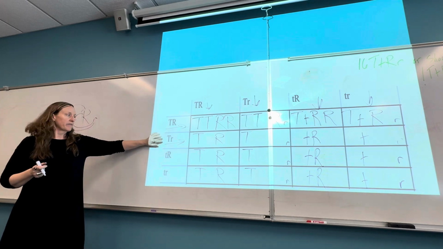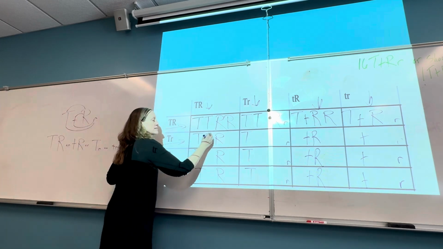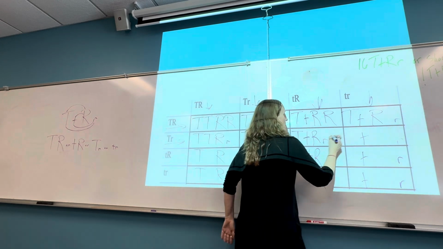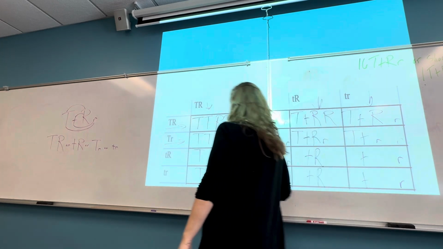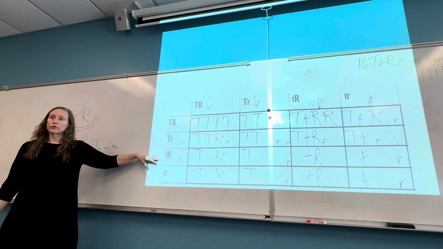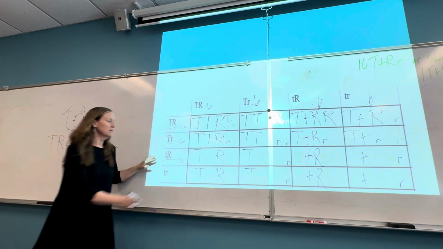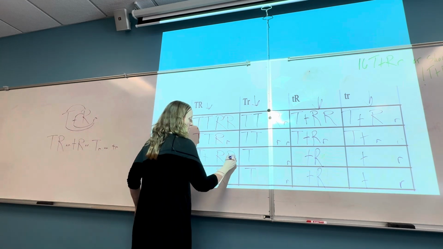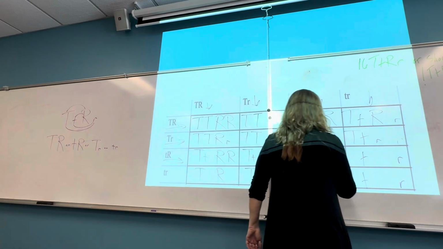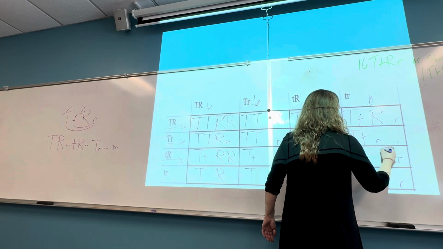Our second row, we've got a big T and a little R. Big T, little R, big T, little R, big T, little R, big T, little R. Our third row, we've got a little t and a big R. Little t, big R. Little t, big R.